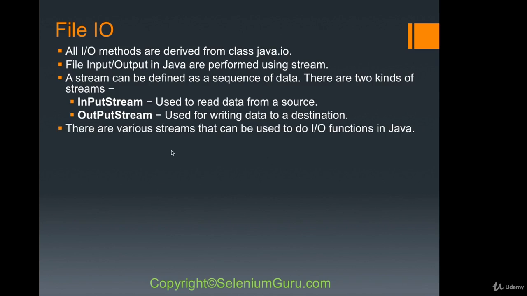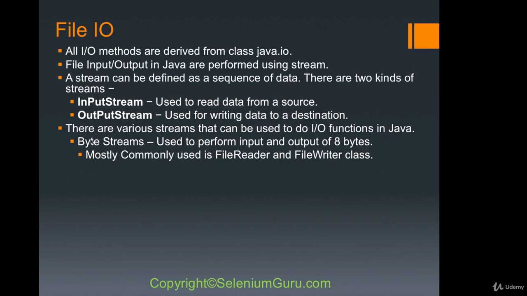So there are various streams that can be used to do input and output functions in Java. The first one is byte stream. You use byte stream to perform input and output of 8 bytes. And the most commonly used are the file reader and file writer classes for byte streams. So if you do input and output for a small amount of data, then you use byte streams.